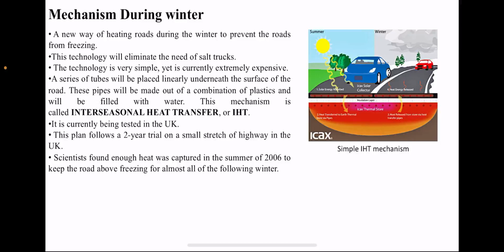A series of tubes will be placed linearly underneath the surface of the road. These pipes will be made of a combination of plastics and will be filled with water. This mechanism is called interseasonal heat transfer, or in short IHT. It is currently being tested in the UK. This plan follows a 2-year trial on a small stretch of highway in the UK. Scientists found enough heat was captured in the summer of 2006 to keep the road above freezing for almost all of the following winter. This is a simple IHT mechanism which is shown.